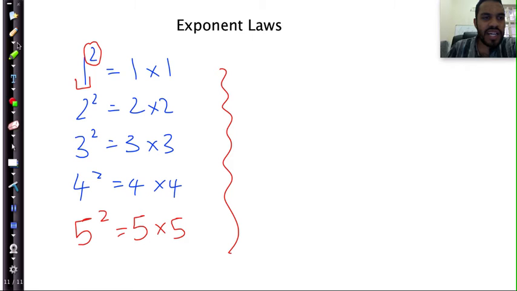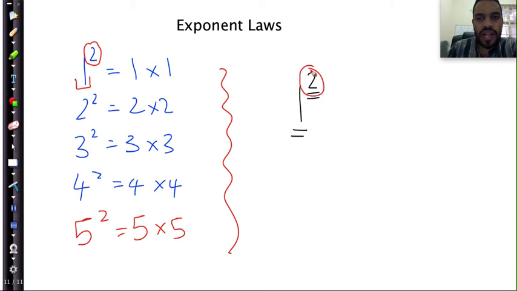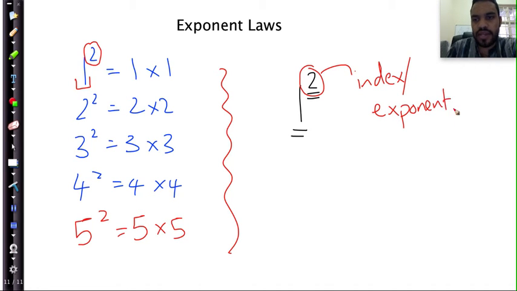Now let's quickly clarify some information. If I do something like this, I say 1 to the power of 2. I read this as 1 to the power of 2. The thing on top, or this little 2 over here, this is called an index. It is also called an exponent, or it is called a power, right? It is called the index or the exponent, or also a power.